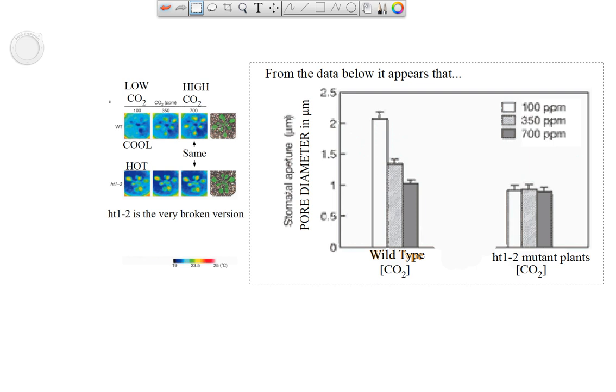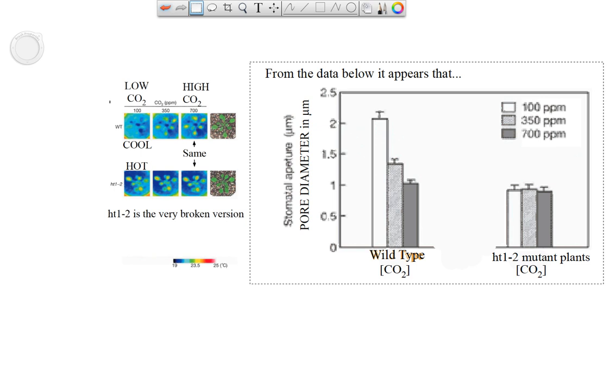In this video, we'll look at the Serna paper. The Serna paper begins with a description of a screen they carried out to find mutations in the system that regulates stomatal opening and closing in response to changes in carbon dioxide level.